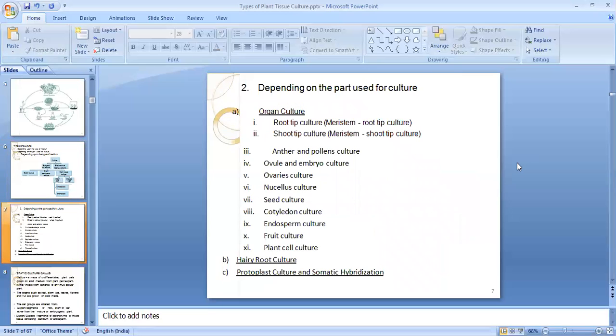So these are the types of tissue culture based on the organ used, which we will see in detail in the later presentation. Basically, based on the part of the culture used, it is divided into three. One is organ culture, based upon the different parts of the body we use as an explant, like root tip culture, shoot tip culture, anther culture, embryo culture, ovary culture, etc. The second category is hairy root culture, and the third one is protoplast or somatic hybridization.